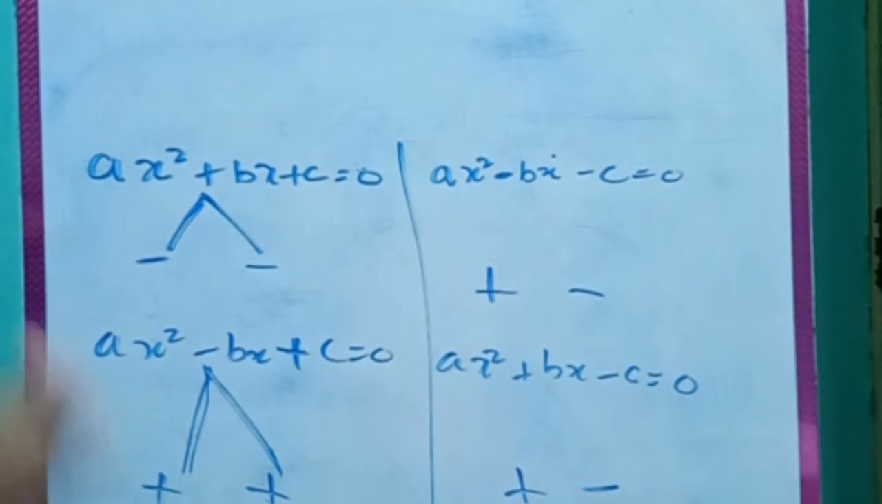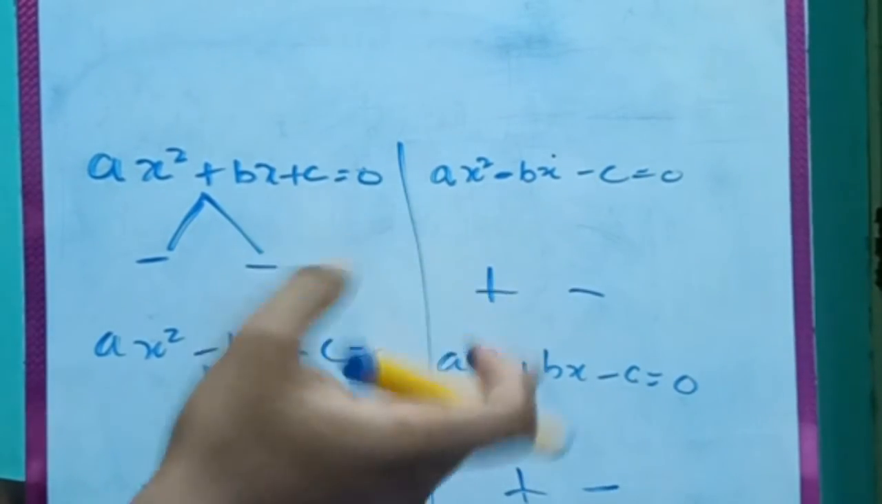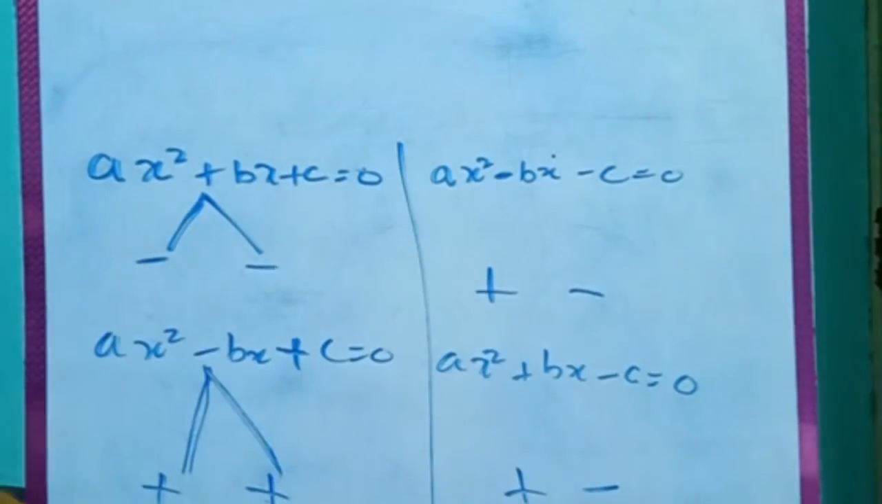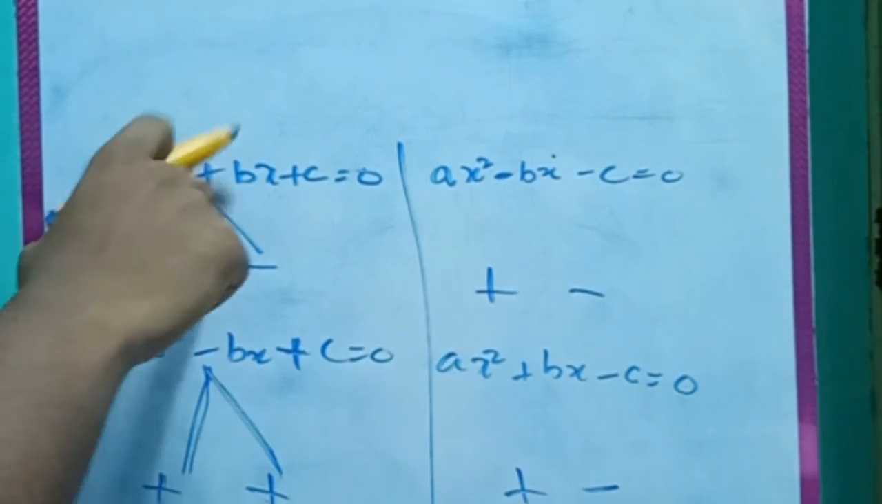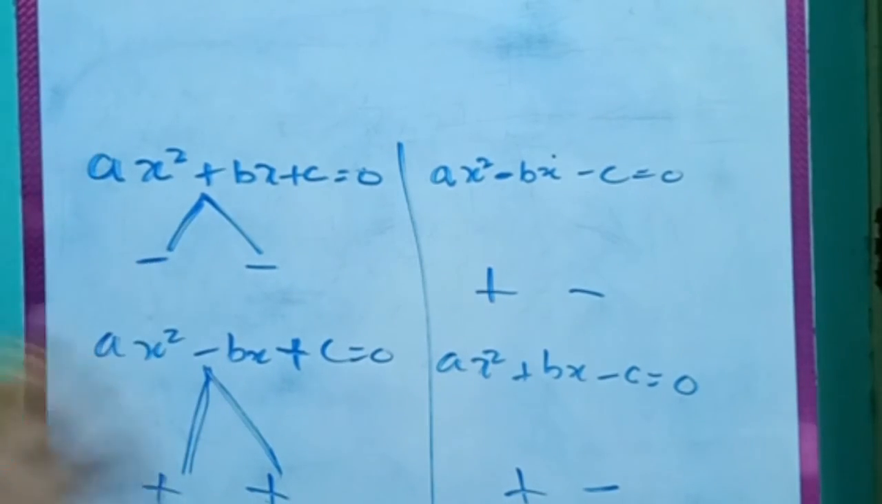Very important thing. We know, if there is a minus in front of c, the signs of roots will be opposite in nature, right? One will be plus, one will be minus. Here if there is plus in front of c, then both values will have the same sign. According to the sign which is in front of b, we have to see whether it's a minus sign or a plus sign. That is very easy.